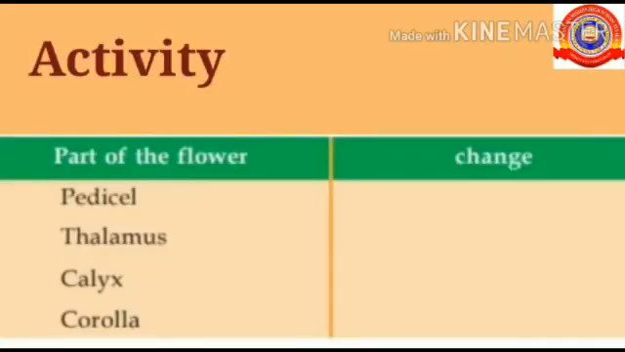Students, there is an activity for you. Try to find out what changes occur in the various parts of a flower when it becomes a fruit. Complete this table.